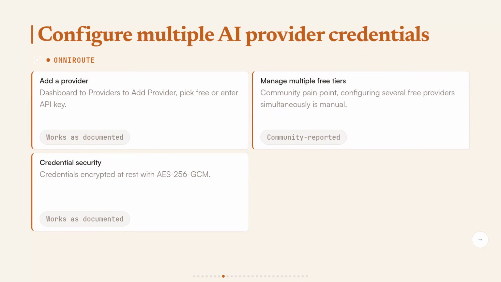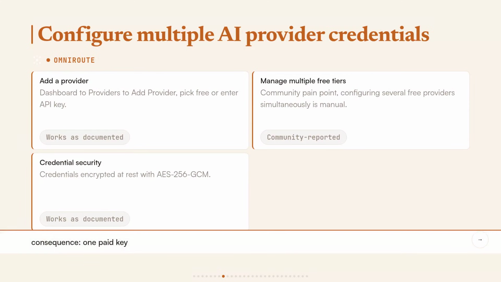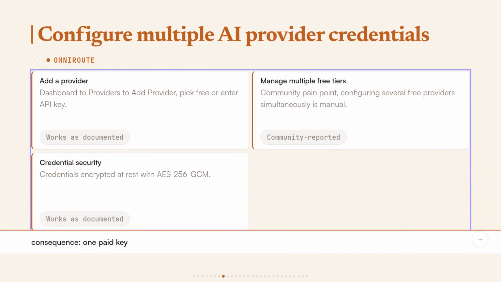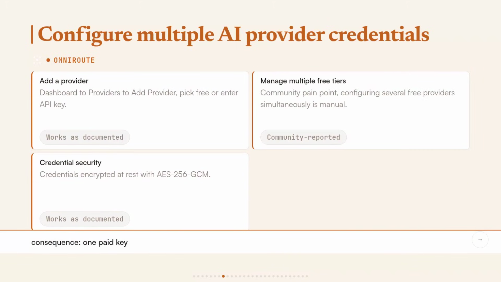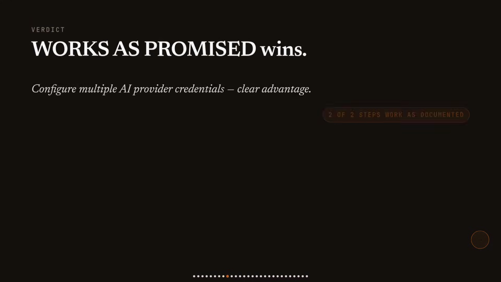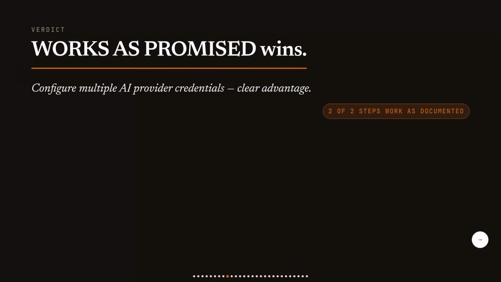Here's the community pain point though. Managing several free tiers simultaneously is still manual work. One Reddit user summed up the appeal anyway, 3 days into using OmniRoute as a token router across multiple models, calling it their new best friend. OmniRoute wins this step on setup simplicity, but budget real time if you're stacking multiple free providers instead of just one paid key. Nobody's automating the process of adding 5 free providers back to back. You're clicking through the dashboard one at a time for each.